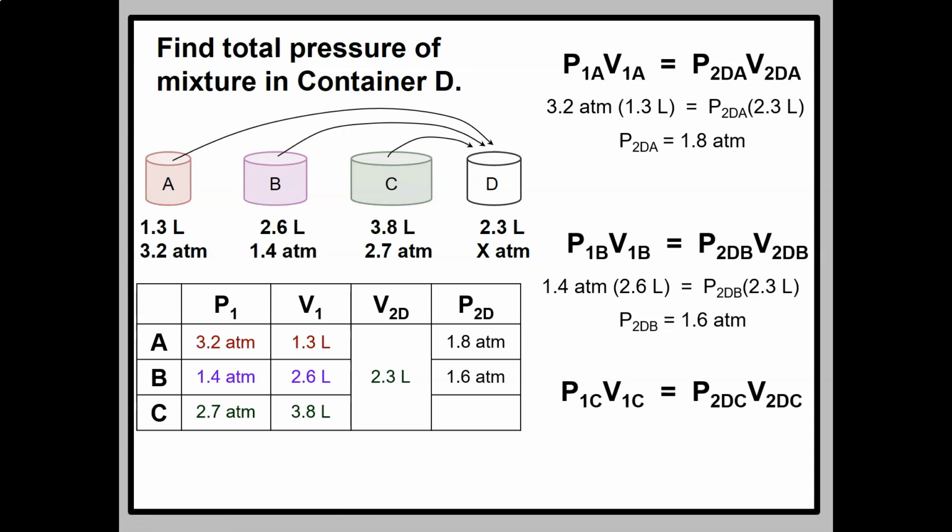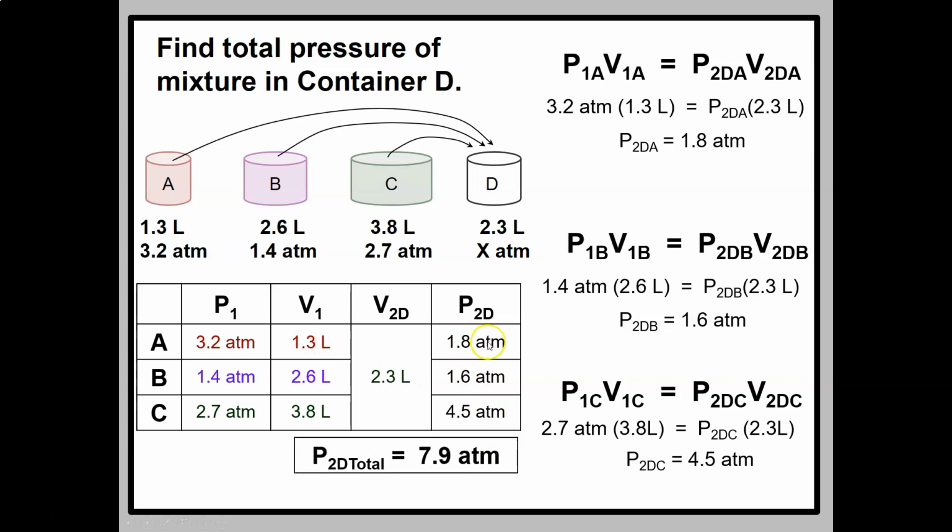Let's try to predict what will happen. I start at 3.8 liters and I'm going down to 2.3, so my pressure should end up higher. It's a good thing to try to check, right? Always ask yourself, should it be higher or lower? We plug in our numbers and we find out, yep, pressure went up. So now if I want my total pressure, I just add all of these partial pressures together, don't I?